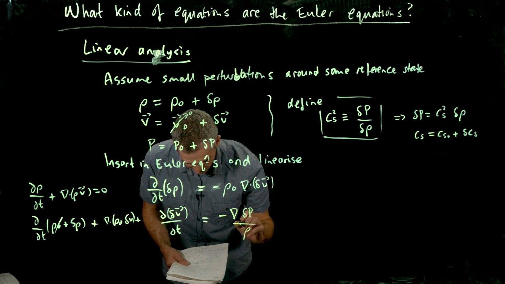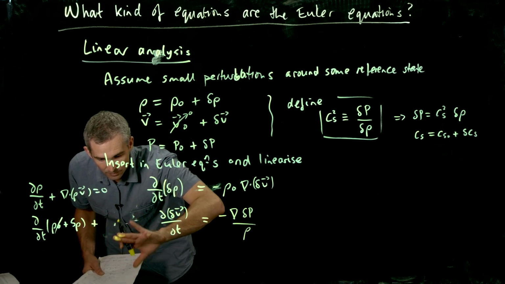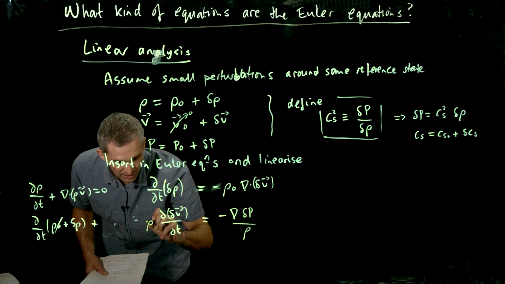Another way to think about this is you could put your density up on the left-hand side here. So imagine your density is up on the left-hand side.